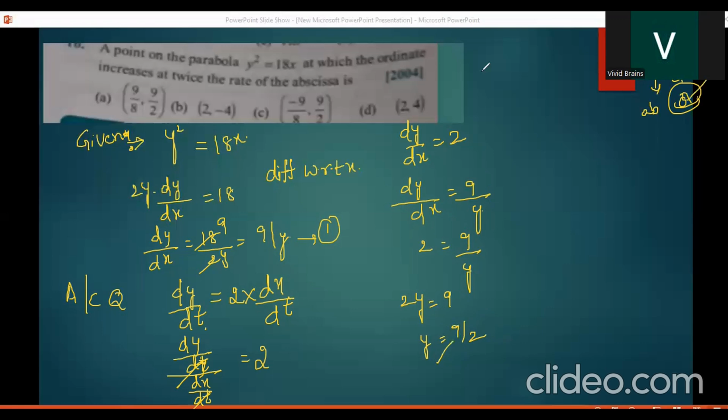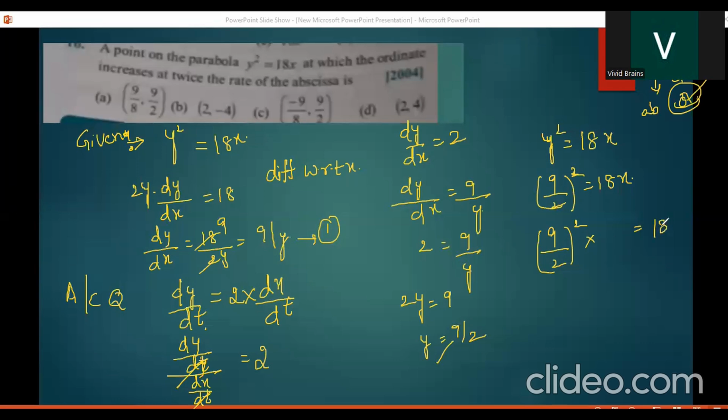We got the ordinate. Let us find the abscissa now. How do I find the abscissa? In order to find the abscissa, they gave the equation y square is equal to 18x. So simple. You substitute in that and you will get the value of abscissa, right? Any doubt? So simple, isn't it? So 9 by 2 whole square is equal to 18x, so x is equal to 1 by 18, okay?